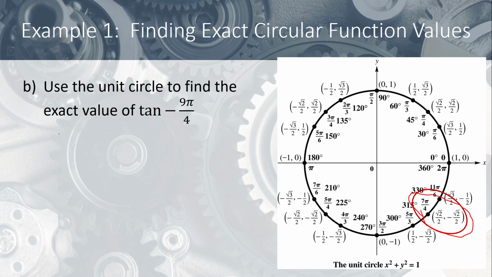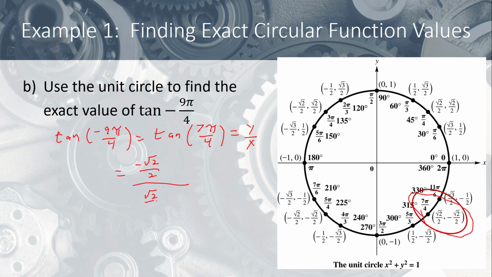So we have that the tangent of negative 9 pi over 4 happens to be equal to the tangent of 7 pi over 4, because it comes to the exact same point on the unit circle. And that is going to be equal to y over x, which in this case is equal to negative root 2 over 2 divided by root 2 over 2, which of course is negative 1. And there you go.